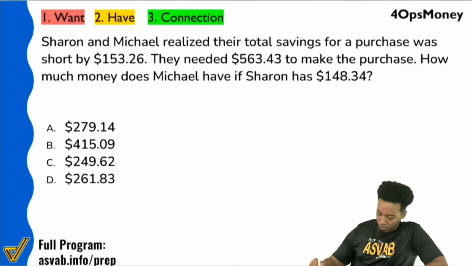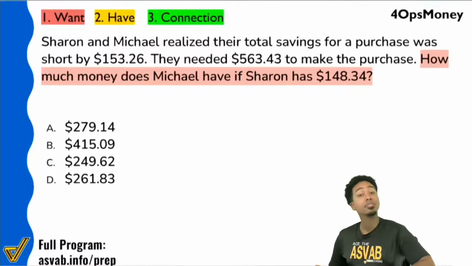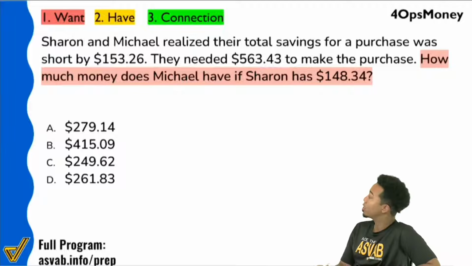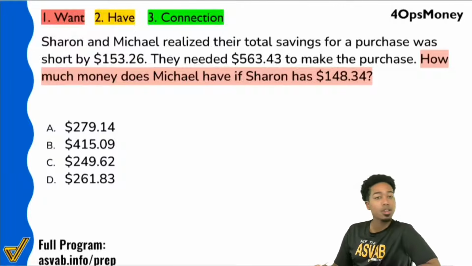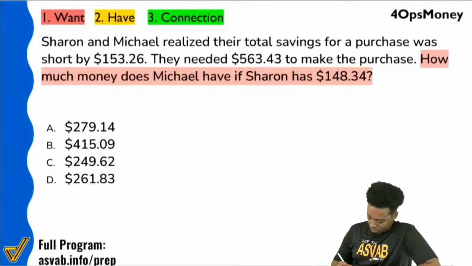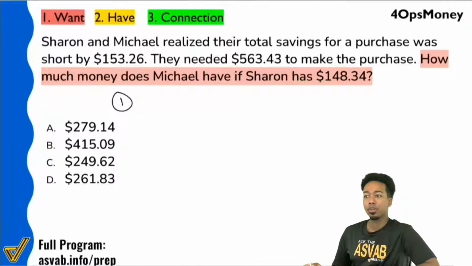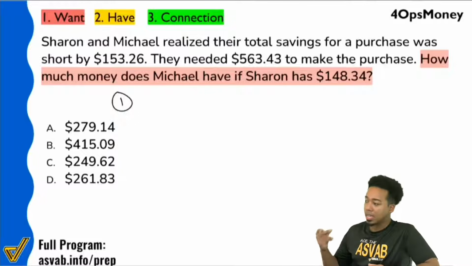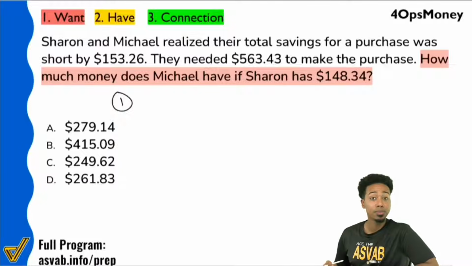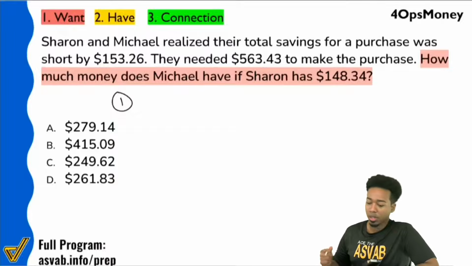Step number 1, read the question right over here. How much money does Michael have if Sharon has $148.34? Sounds good. First things first, everybody, if there's a word or a short phrase that we wanted to write down here immediately, what would it be for you? What's the one thing we're looking for here? Come on, in the red highlight.